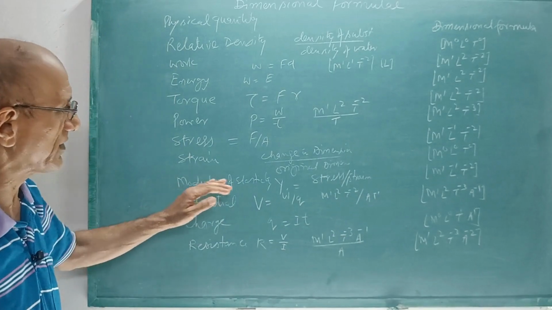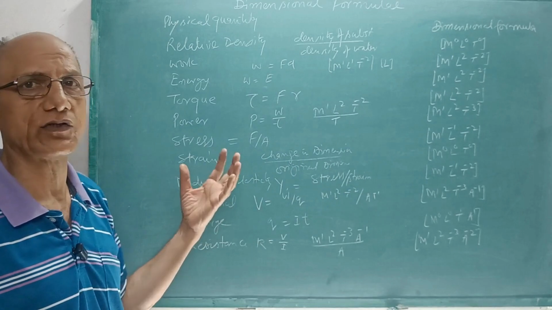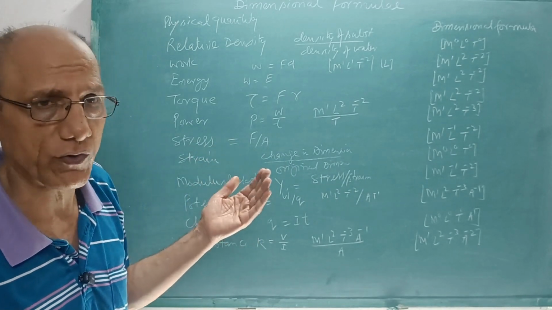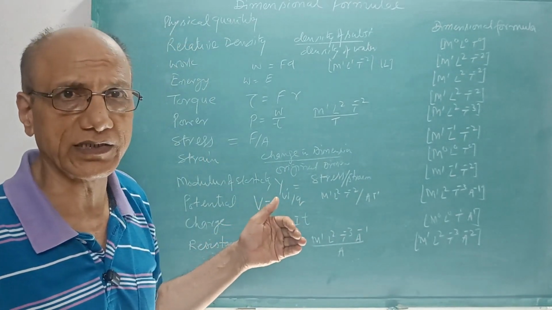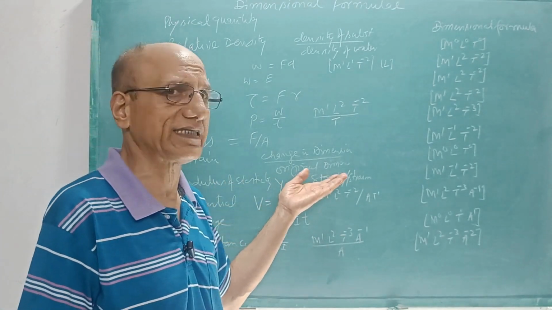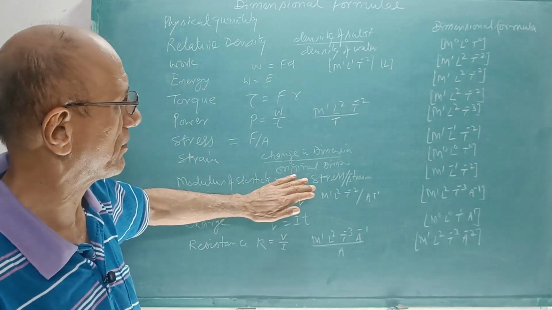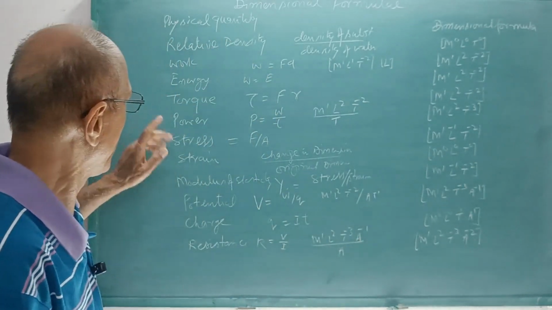Now we have the modulus of elasticity, that is stress upon strain. So if it is Y, then it is longitudinal stress upon longitudinal strain. If it is K or B bulk modulus, then it is the volume stress upon volume strain. If it is eta, modulus of rigidity, then that time it will be shearing stress upon shearing strain. So it will be the same as that of the stress. So it will be M1 L minus 1 T minus 2.